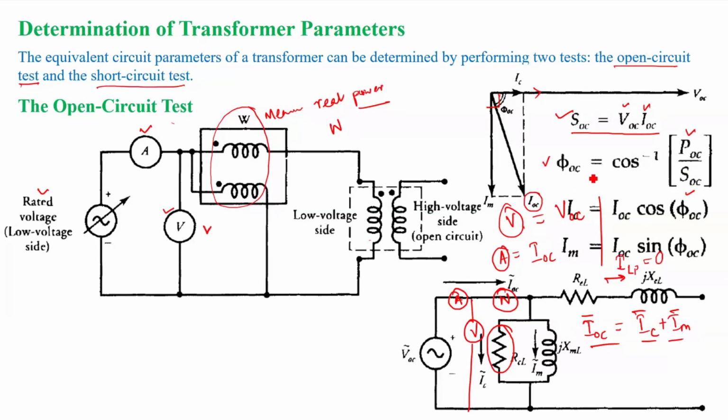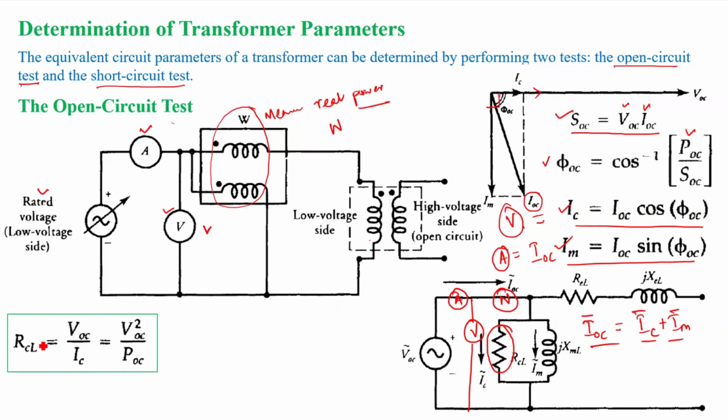So therefore, phi OC will be cos inverse of POC by SOC. And from this, IC will be IOC cos phi OC, and IM will be equal to IOC sin phi OC from this phasor diagram, right? So it is obvious. So now I can find RCL.